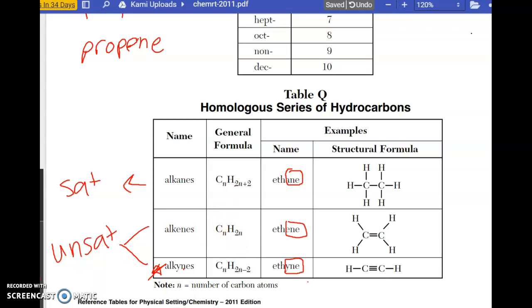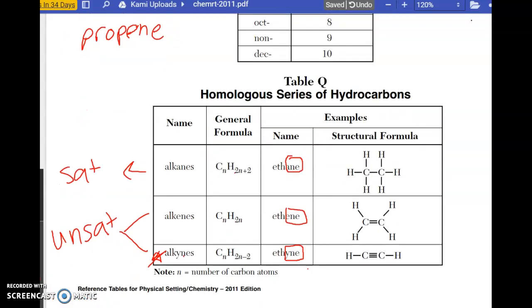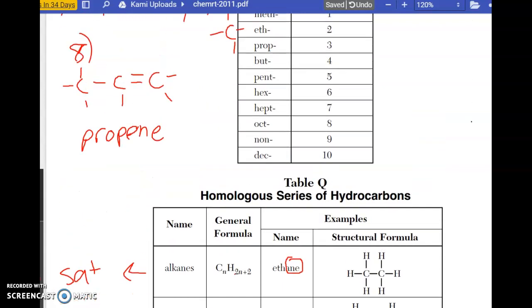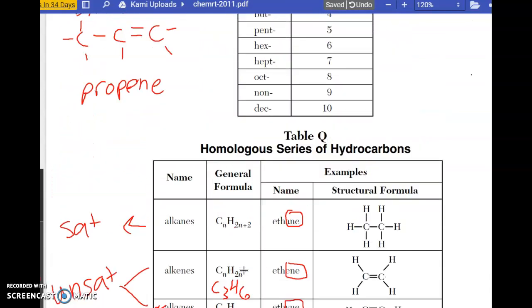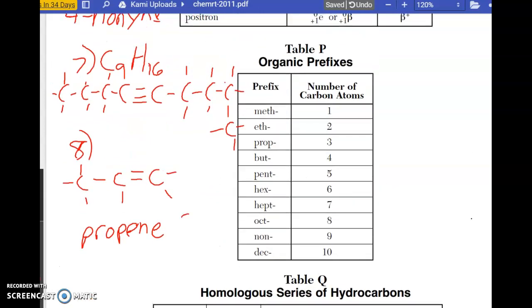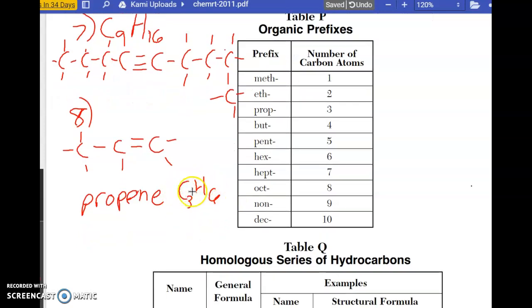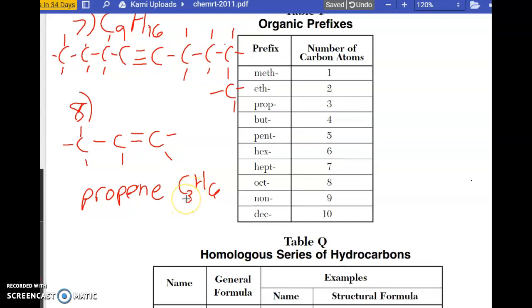And so we have 3 carbons, so our N is 3. Now that we know what this is, we can figure out how many hydrogens we have. It's just 2 times N, so 2 times 3 gets us 6. So our formula for propene is C3H6. This is the general formula, also known as molecular formula. The empirical formula would simplify down to C1H2.